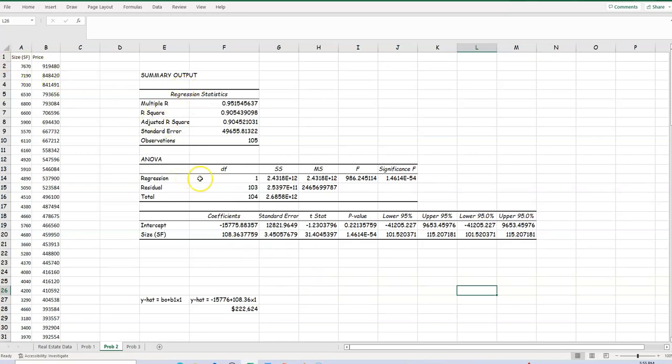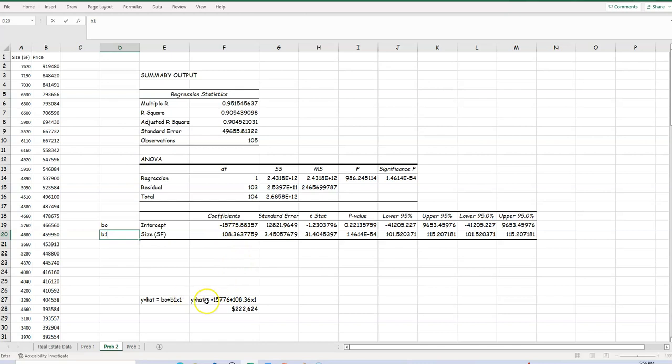I'm not sure that I saw that in your screenshot. But remember, in the case where you have one independent variable, the regression equation is written as y hat equals b naught plus b1 x1, where y hat is the estimated value based on some square footage input, which you've got right here. So b naught is the intercept, and b1 is the coefficient of size, and that's about $108.36.